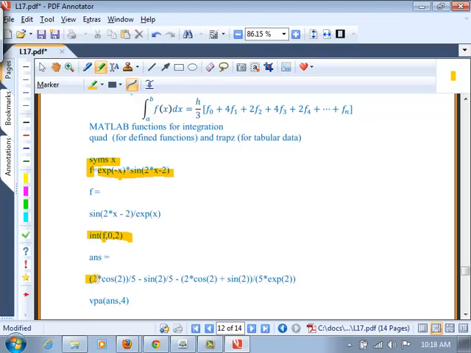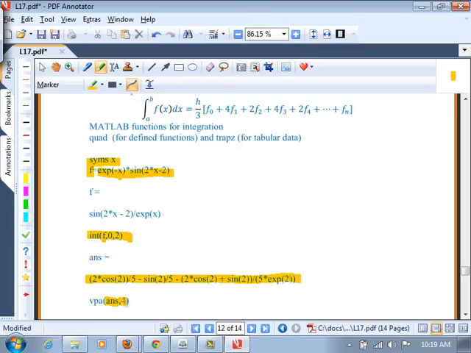And there is another called VPA, Variable Precision Arithmetic. Using that, you can get answers to more than 20 decimal places if you want. That's part of the symbolic processing toolbox. So the exact answer to 4 decimal places is 0.3504.